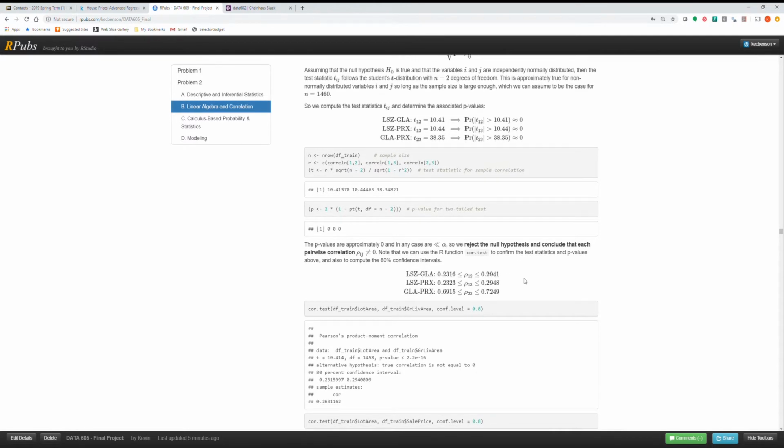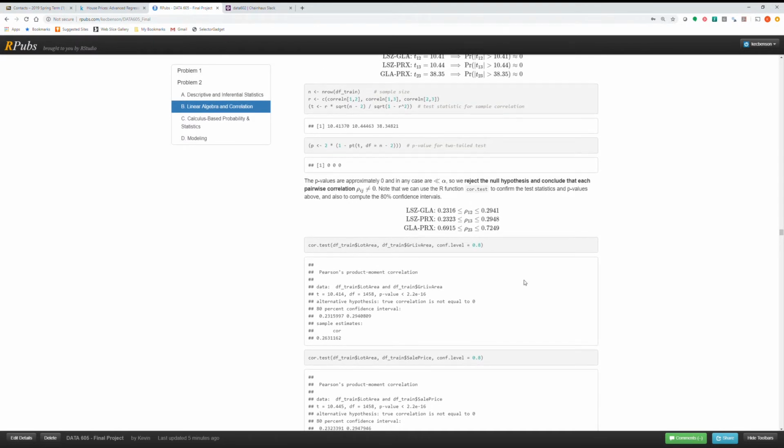I only realized that after computing it by hand, but in any case, we can use that to confirm our results. The p-values, as it turns out, are very, very close to 0, which allows us to reject the null hypothesis and conclude that the pairwise correlations indicate that the population correlations are not equal to 0. And furthermore, the 80% confidence intervals from the correlation test function in R can be arrived at with these confidence intervals as shown here.